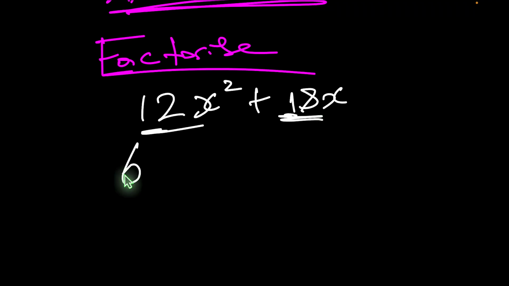It's 6. And then when we're looking at the x's, this one is quite simple, because x is common to both of these terms. What that means is we have an x squared there, we have an x there, we're just going to use the x with the lowest power. So we combine 6 with x. So that's now our highest common factor.